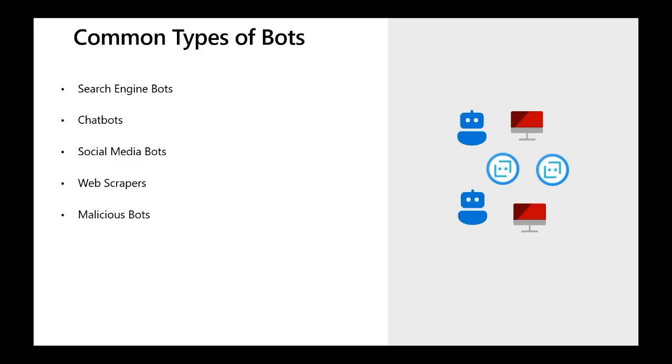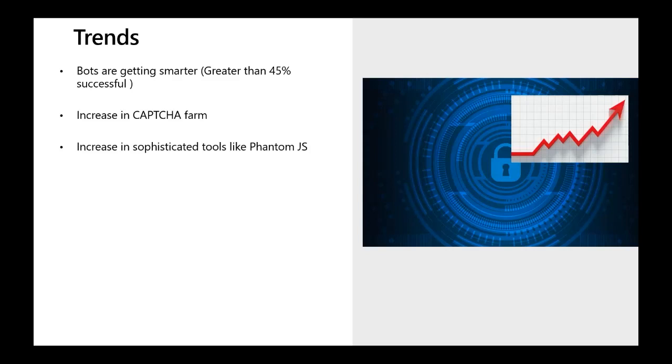In terms of bot trends, these are some of the trends that we are seeing. First of all, bots are getting smarter and more sophisticated. This has been proven, especially with what we call CAPTCHA. This is a Turing test that's designed to differentiate human internet users from software bots. It does this by providing a challenge that is easy for a human user to solve, but very difficult, ideally impossible, for programs to solve. And I'm sure most of us have interacted with CAPTCHAs when we try to access a website.